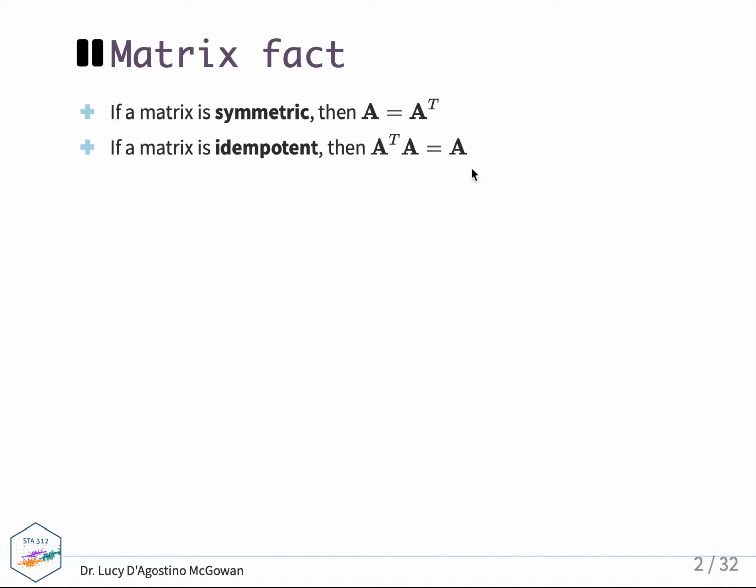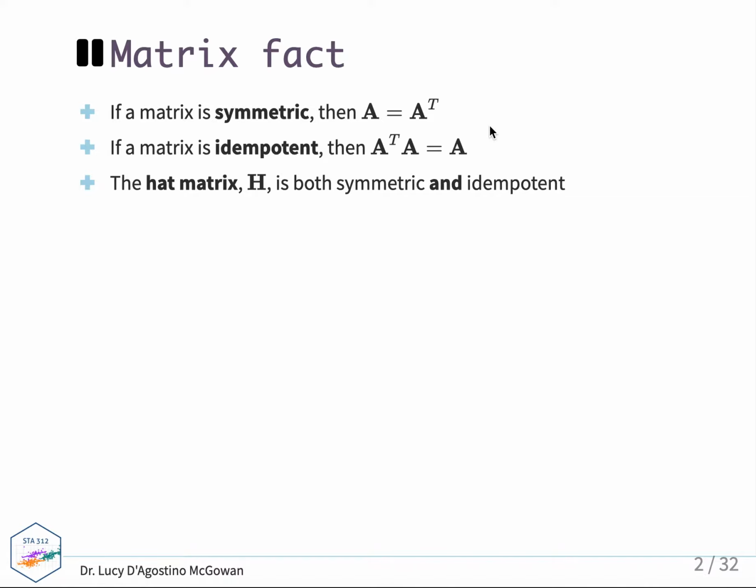So these are just some matrix facts that you probably saw in linear algebra or in a previous class, but they're important ones to remember. And the reason why this matters is because the hat matrix, H, is both symmetric and idempotent. And I'm going to use that fact in a second to help solve the application exercise that you all did in class on Tuesday.